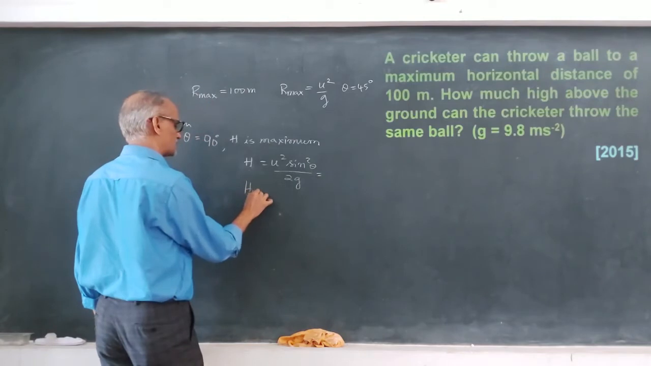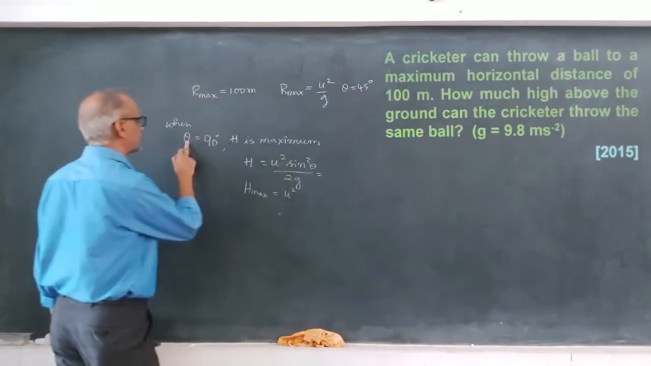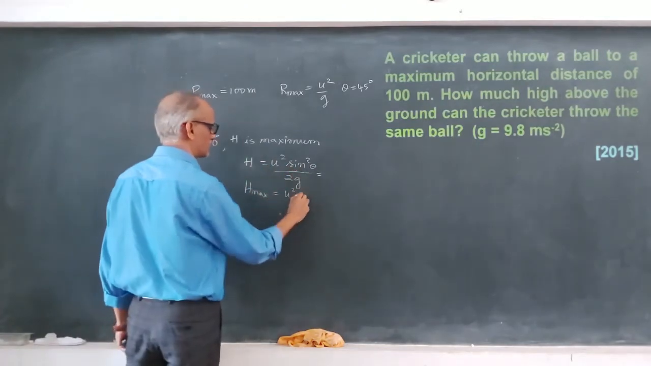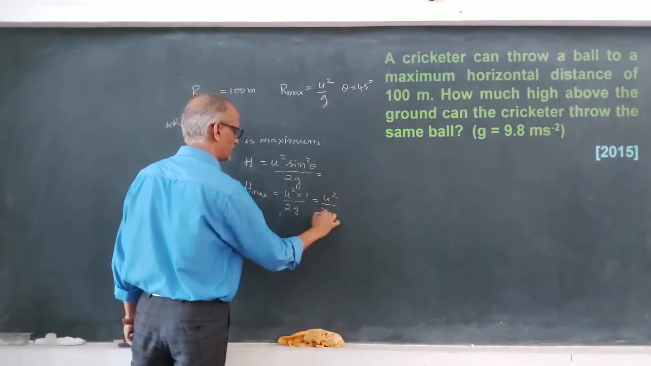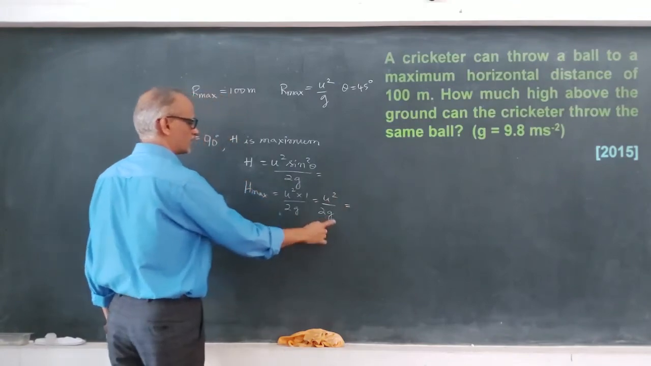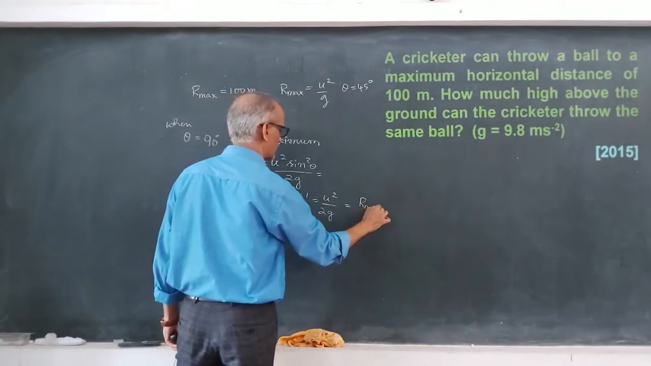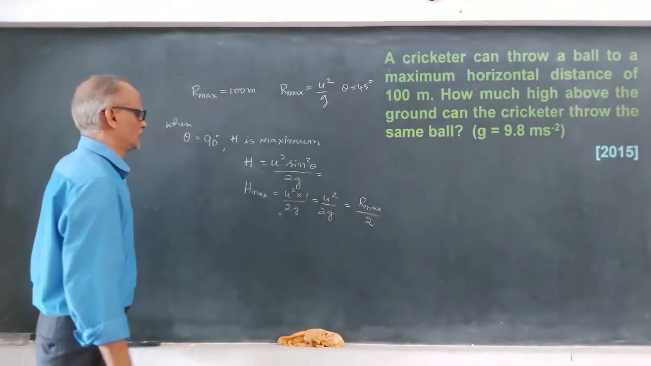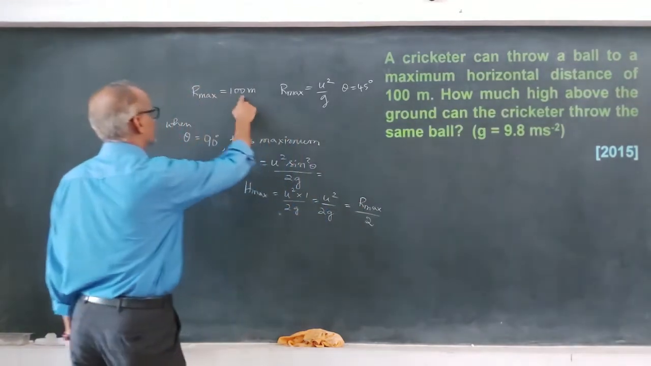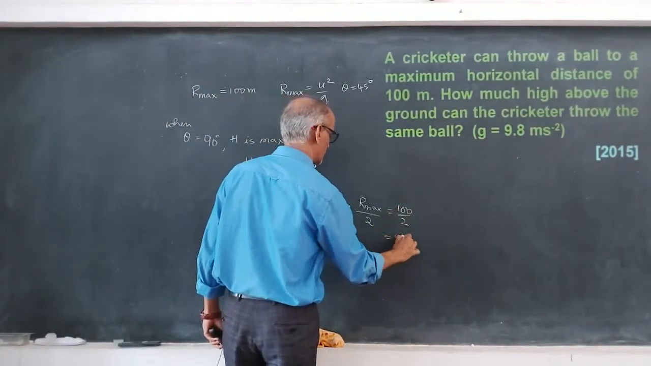So, H max is equal to u square sine 90, here sine 90 is 1, divided by 2g, that is u square by 2g. But u square by g is nothing but R max, correct? So, therefore, it is R max by 2. So, R max is already given, right? It is 100, it's 100 by 2, that is 50 meter.